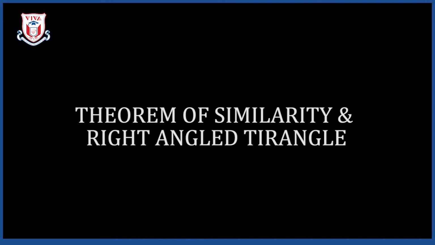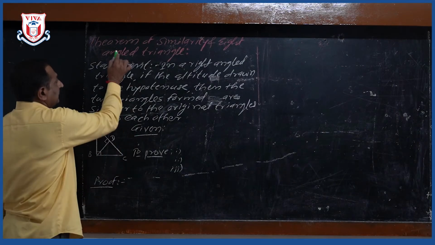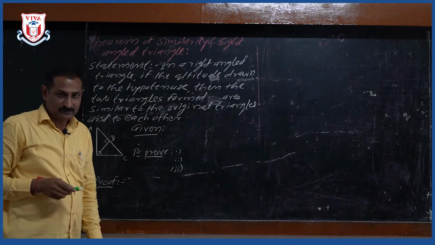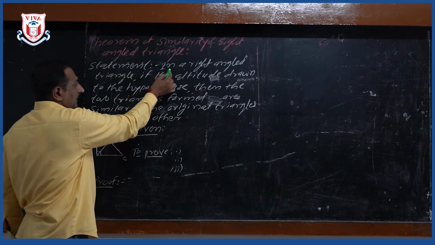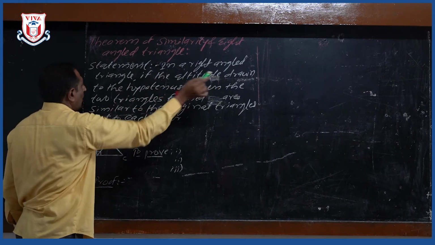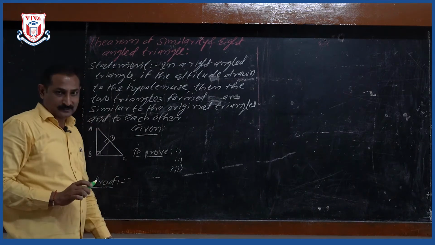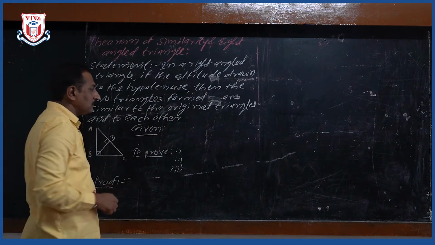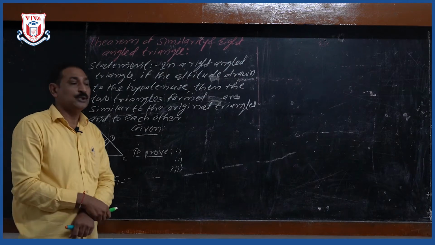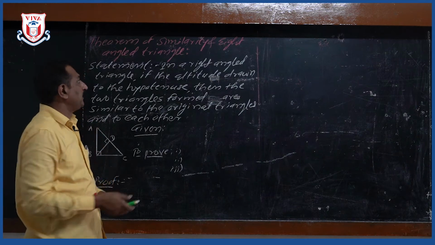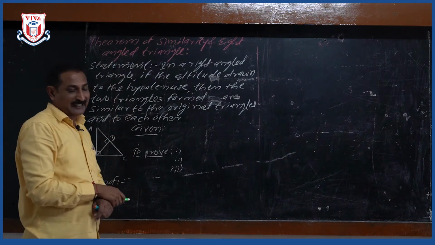The next concept is the theorem of similarity in a right angle triangle. Its statement: in a right angle triangle, if an altitude is drawn to the hypotenuse, then the two triangles formed are similar to the original triangle and to each other. This is the statement of similarity in a right angle triangle.